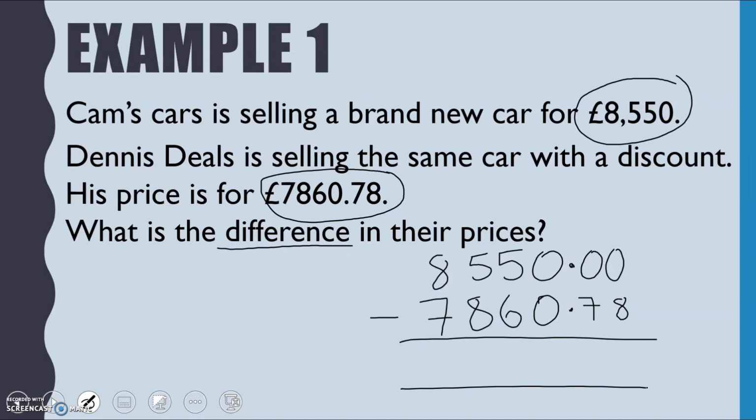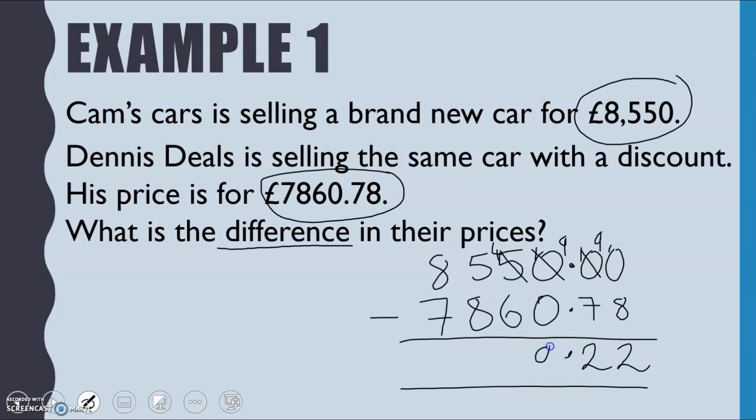So I need to go all the way up to the 5 to borrow 1. So we'll change that to a 4. That 10 is going to become a 9. Then that 10 is going to become a 9. And for a 10 at the end, so 2, line up my decimal points.